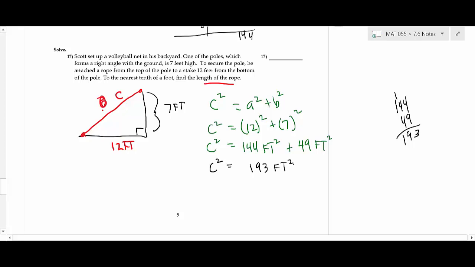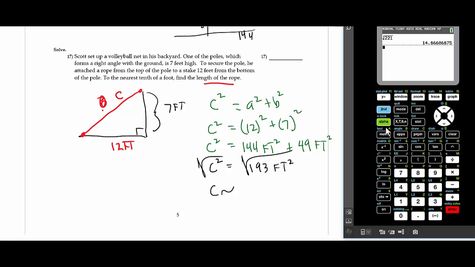Sometimes units help students understand the concept of like terms. Feet and feet are like terms, aren't they? They're the same thing. You can add a foot to a foot. You can't add a foot to an inch. So what you do now is you take the square root of both sides, and then you'd have to go to your calculator on this one. I want a decimal, so we're just going to do square root of 193, and then round that off. Let's just round it to the tenth. The tenth means 1 decimal, so that's going to be 13.9.